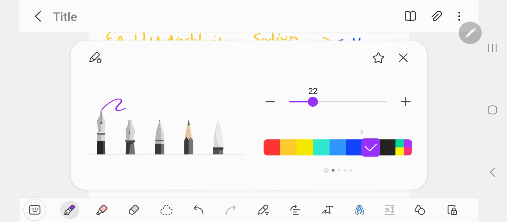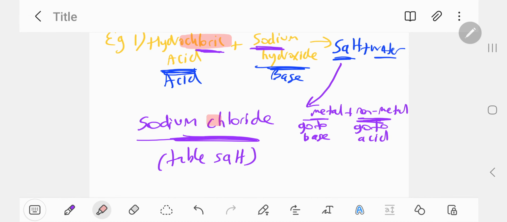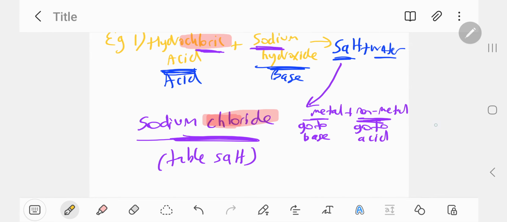Okay, so I'm going to highlight this, it's very important. With chloric, it becomes chloride. It's a rule of thumb there. That's example 1. Let's do example 2. Let's do another one.